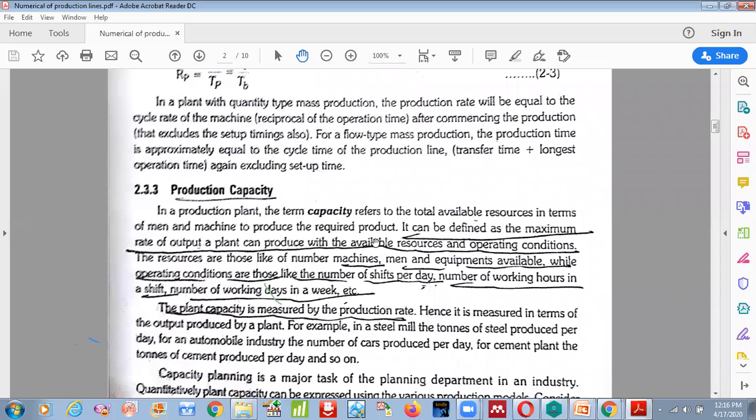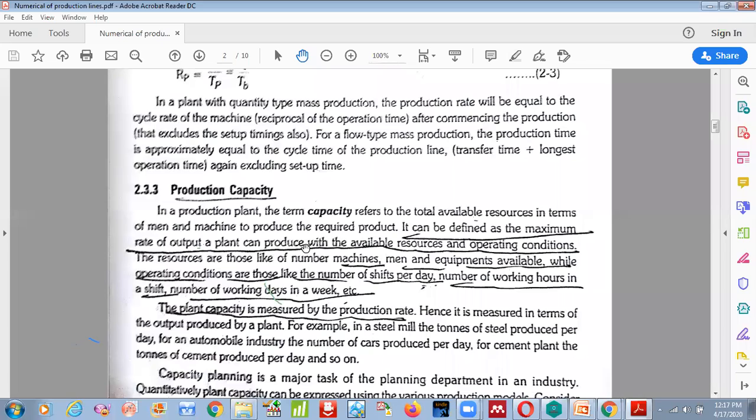It can also be defined as the maximum rate of output a plant can produce with available resources and operating conditions. Production capacity means the total number of human resources and machines which are available. For example, if you take a small scale industry or an institute, the capacity means the number of faculties available and the infrastructure available, which forms the capacity of an institute.